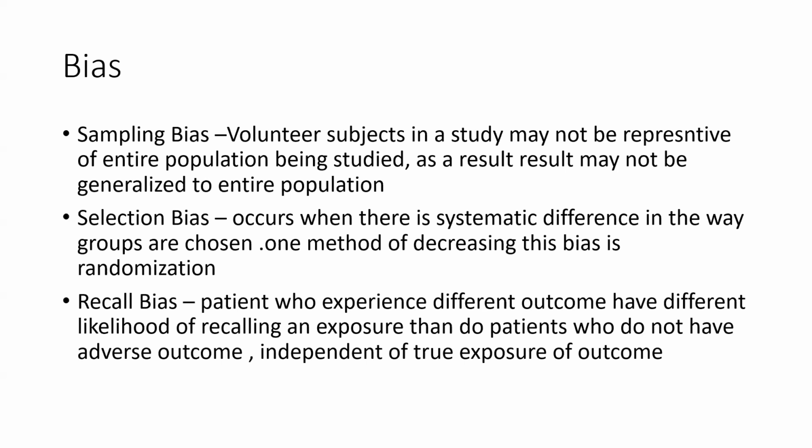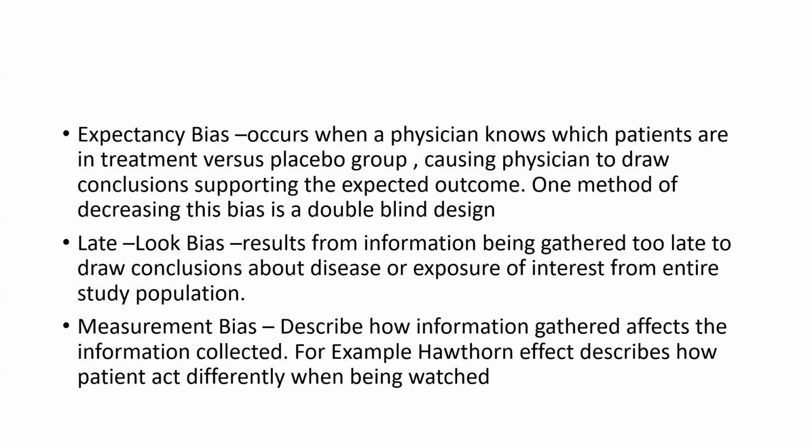Then the third bias is recall bias. Patients who experience a different outcome have a different likelihood of recalling an exposure than do patients who do not have the adverse outcome, independent of true exposure of the outcome. Then expectancy bias occurs when the physician knows which patients are in the treatment versus placebo group, causing the physician to draw conclusions supporting the expected outcome. One method of decreasing this bias is the double-blind design.